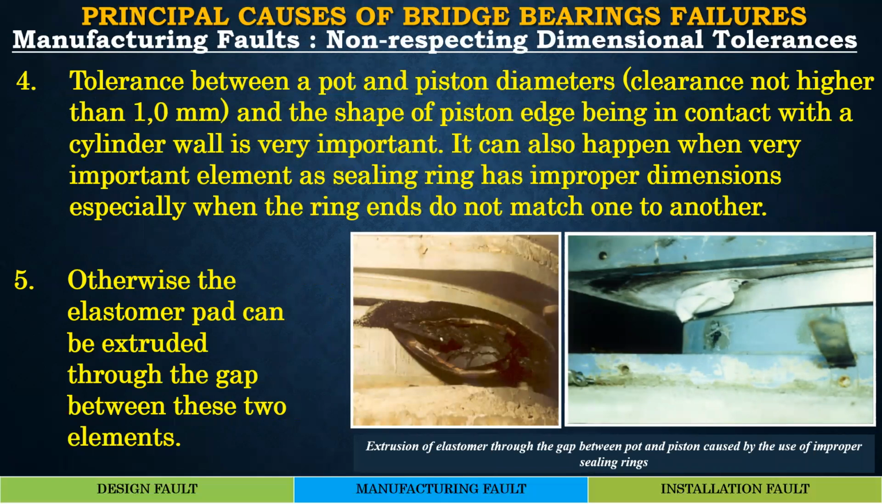Sometimes it happens that the vertical clearance in the guide channel between the central shear key and the upper sliding plate is insufficient, and the shear key is immobilized, and its linking bolts are cut. As PTFE sheet is subject to wear during the bearing movement, its depth becomes lower and lower, and there is a reason why the clearance between these two elements should be designed with sufficient gap. Otherwise, the elastomer pad can be extruded through the gap between these two elements, as can be seen in these two sketches.